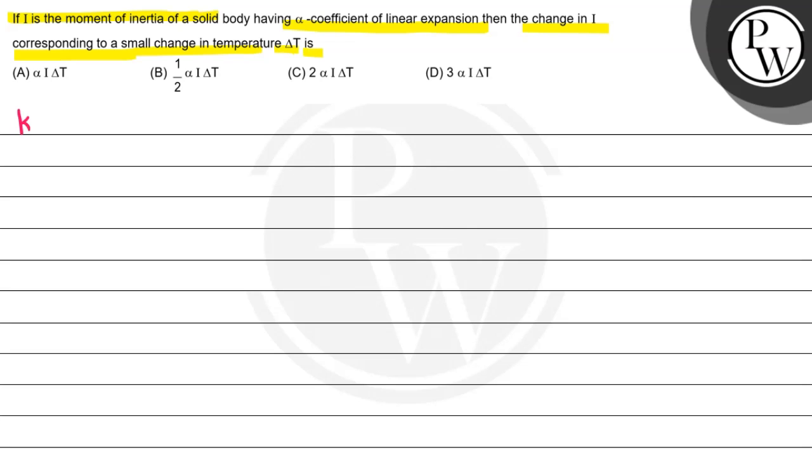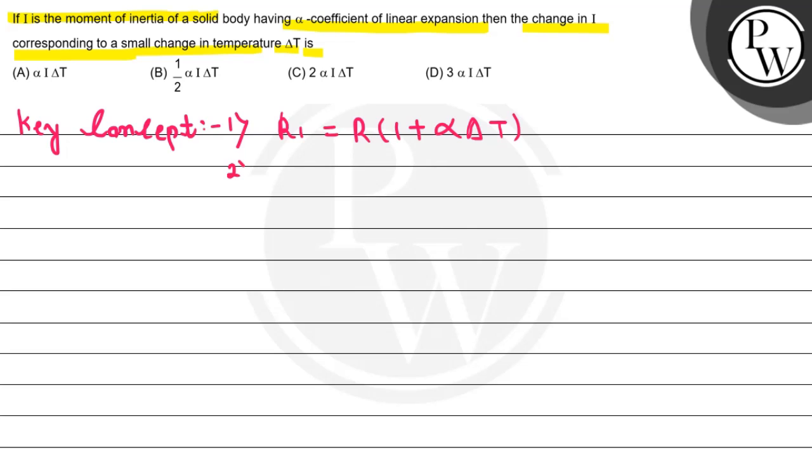So the key concept that we are going to use here for this question is, so actually we are going to use two key concepts. So first key concept is coefficient of linear expansion formula. That is, new radius for the body is given by r1 equals r times (1 plus alpha into delta T), where alpha is the coefficient of linear expansion and delta T is the change in temperature, while r is the initial radius for that solid body.